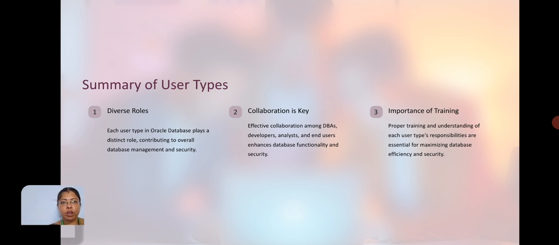Next, we shall see the summary of the user types: diverse roles, collaboration is key, importance of training. Each user type in Oracle databases plays a different role. They contribute to the overall database management and security. There should be effective collaboration among database administrators, developers, analysts and end users. Those are very important to enhance the database functionality and security process. Then what is the importance of the training process? People need training to understand the user types. Understanding responsibilities is very essential for maximizing database efficiency and security.